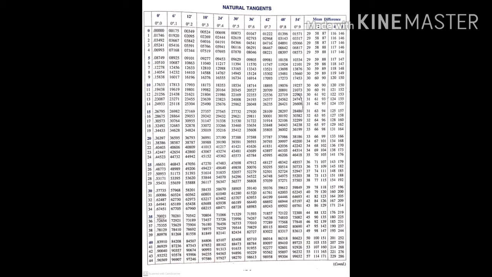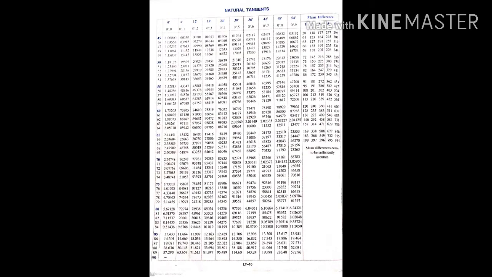Let us check 10 40, that is 0.83910. Okay, and next is 10 65, that is also 2.14451. Then 10 90 is infinite, the symbol it is infinite, means here gradually the values are increasing. So whenever we need mean difference in the natural tangent ratios, the tangent ratios, the mean difference is always to be added. Okay, so this way students you have to understand.